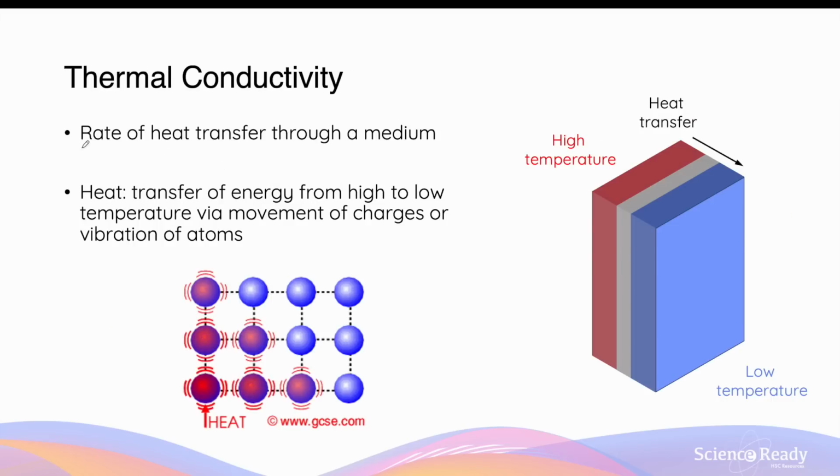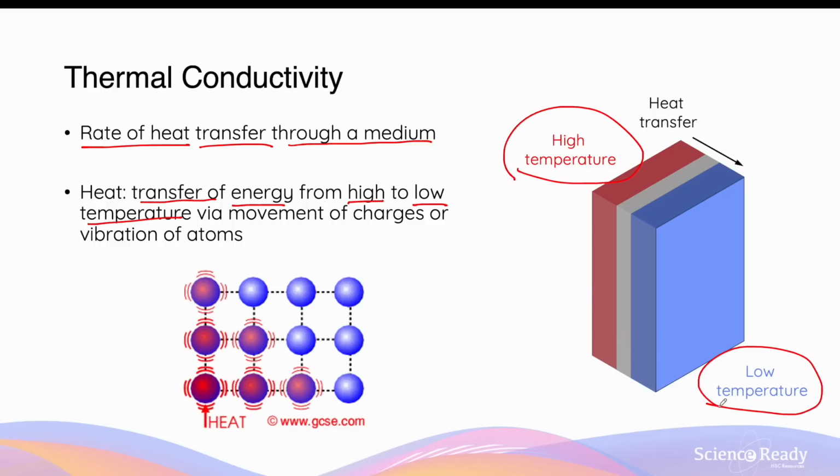Thermal conductivity refers to the conduction of heat. It is measured by the rate of heat transfer through a particular substance or medium. Now, what is heat? Heat refers to the transfer of energy from a high to low temperature. So if we have a block of material here, one end has a high temperature and one end has a low temperature, so hot and cold. Heat transfer refers to the movement of energy from the high temperature end to the low temperature end.